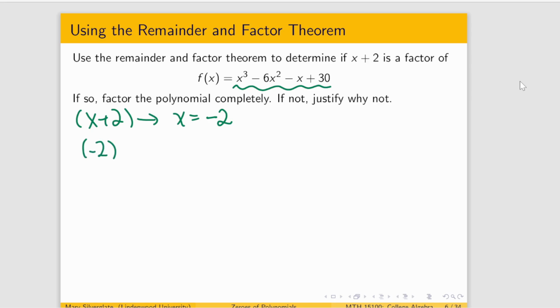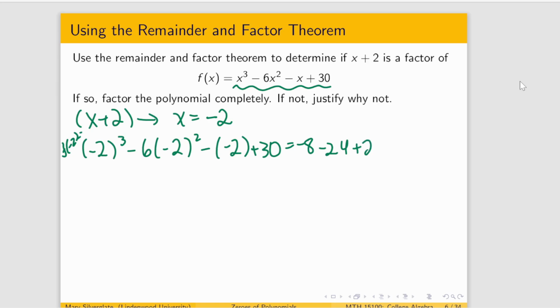Or if you don't believe the calculator, this is a small enough term that you can really check it on your own. So you're plugging in f of negative 2. So that's negative 2 cubed minus 6 times negative 2 squared minus negative 2 plus 30. Negative 2 cubed is negative 8. Negative 2 squared is positive 4. Times a negative 6 will give us negative 24. Minus a negative 2 becomes adding 2. Then we have plus a 30. Negative 8 minus 24 gets us negative 32. Negative 32 plus 2 gives us negative 30. Negative 30 plus 30 is indeed 0.